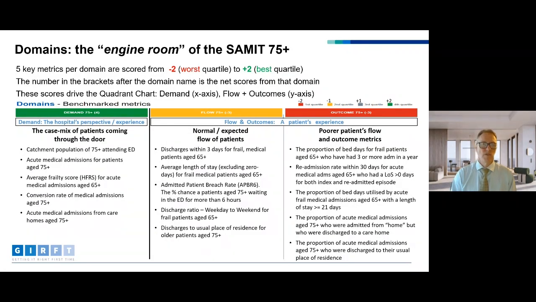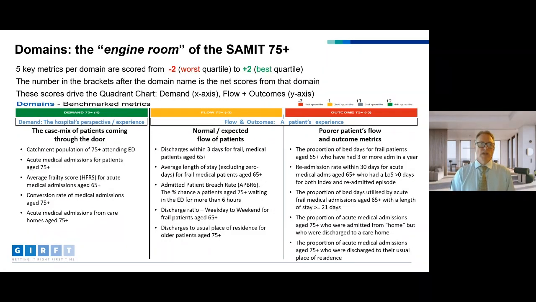And if you just see above the outcome tab on the top right there, you can see I put the little scores in terms of -2, -1, +1, +2. You then add up the scores on the doors for each domain, and you will see after demand there in brackets it says 4, and after flow it says -3, and outcomes it says -3. And that's really important in terms of those are the scores that drive the quadrant chart.